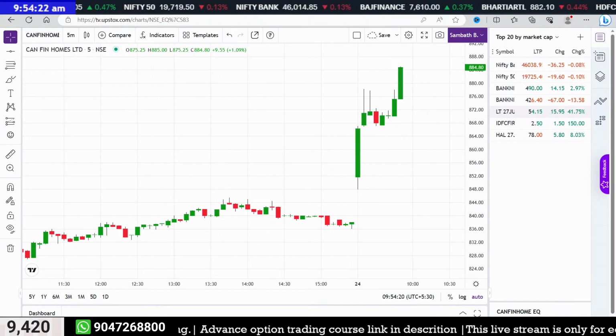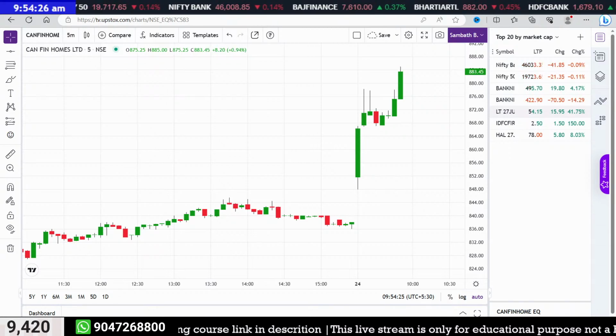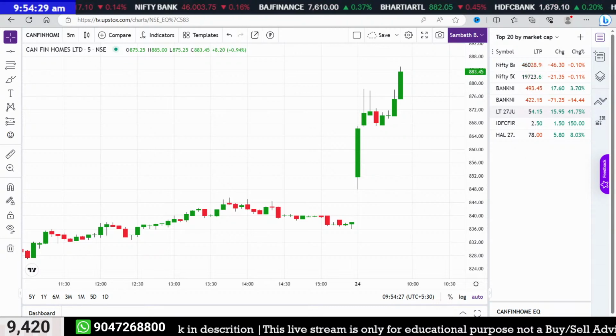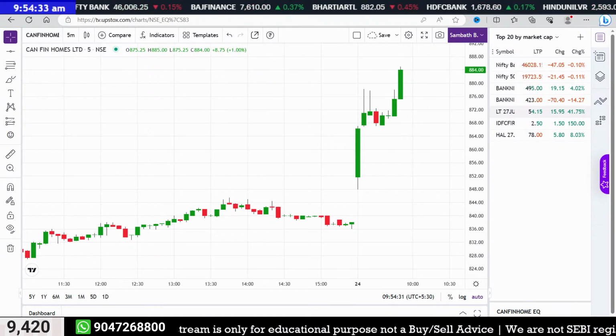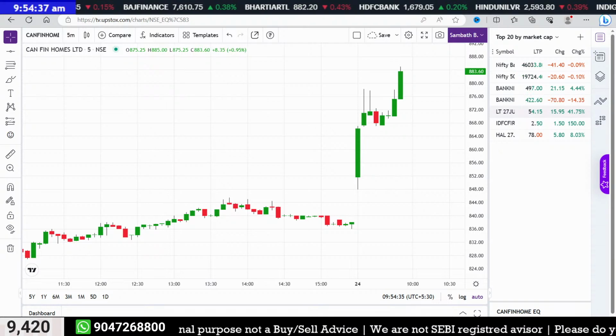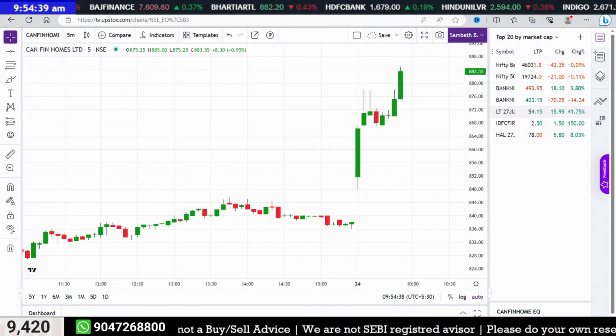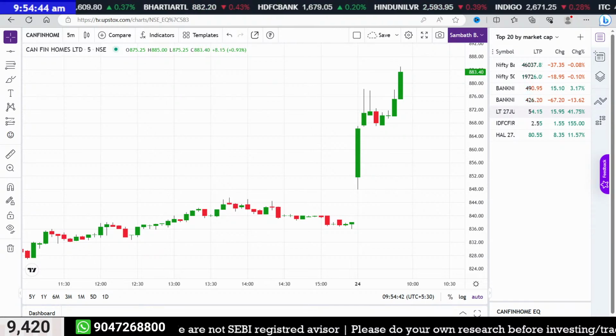I think Canfin Home is still moving higher and higher and higher. Bank Nifty is still very flat.